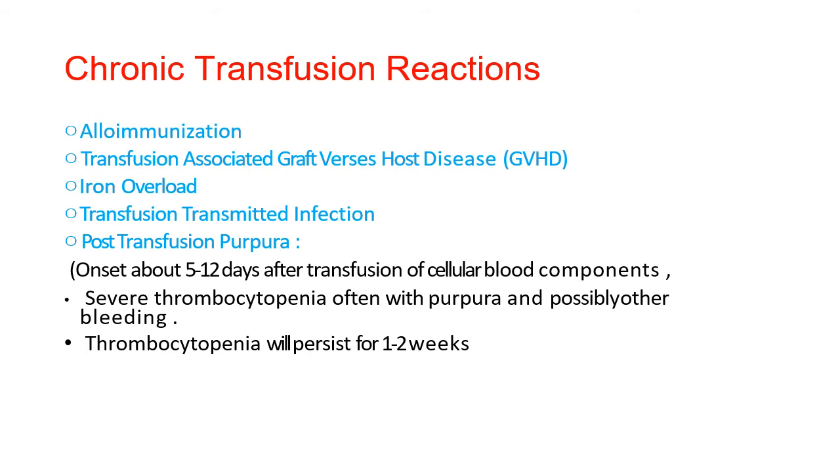Now coming to chronic transfusion reactions, that is alloimmunization, transfusion associated graft versus host disease, iron overload, TTI, that is transfusion transmitted infection, and post transfusion purpura. Post transfusion purpura is seen after 5 to 12 days of transfusion. Severe thrombocytopenia can be seen with purpura and possibly other bleeding. This will persist for 1 to 2 weeks.